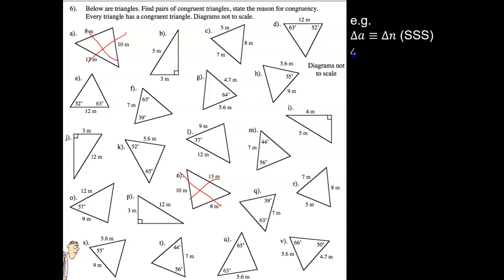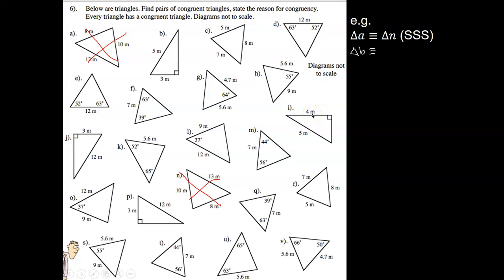So I'm going to write triangle B is congruent to. Now triangle B is a right angled triangle. Its hypotenuse is 5, and one of its other sides is 3. So we need to look across the whole thing. I need to find some other right angled triangles. This has a hypotenuse of 5 and it has an other side of 4.